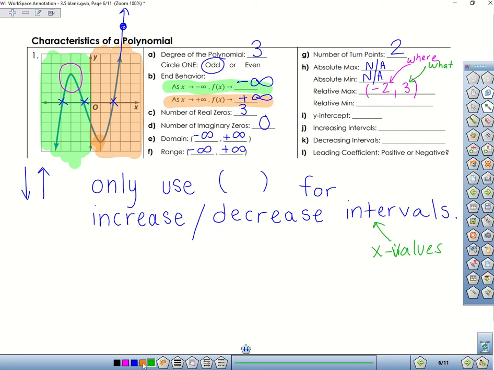So let's go ahead and try the minimum. The minimum looks like a valley, and we find the coordinates of that minimum. What do you guys think? (1, -4). Good, (1, -4). Everybody see how the relative minimum is (1, -4)? And next we'll talk about the y-intercept, which is where our graph intersects the y-axis. What's the coordinate of that? (0, -2).